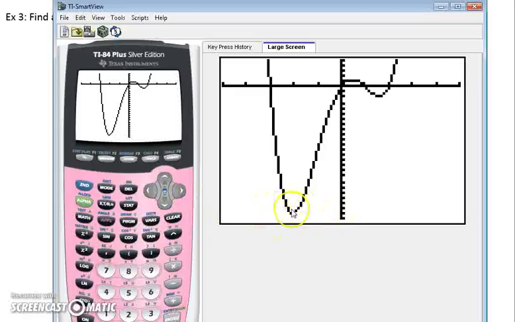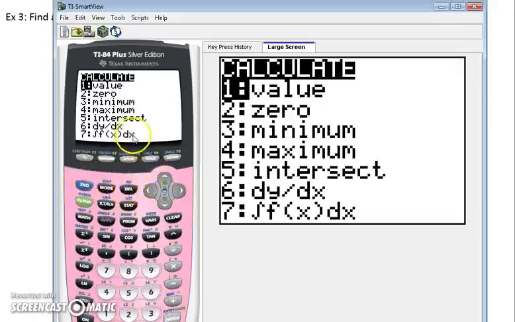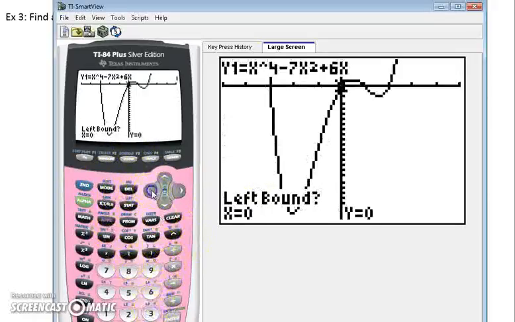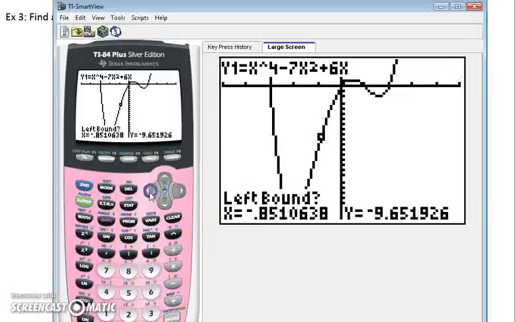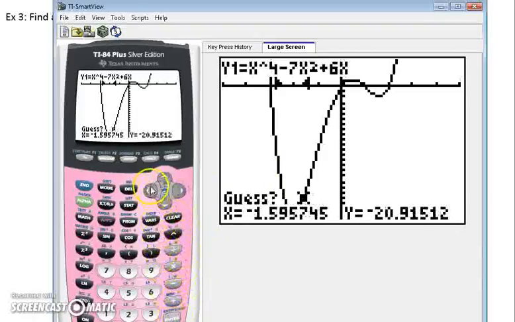So let's find one of these together, and then the rest will be up to you. Everything we need is under second calc. This time let's find a minimum, so we'll hit 3. Left and right bound mean the same thing. We go left of the minimum we're trying to find, enter. Right bound means go to the right of what we're trying to find, enter. Guess means get on top of that, enter.